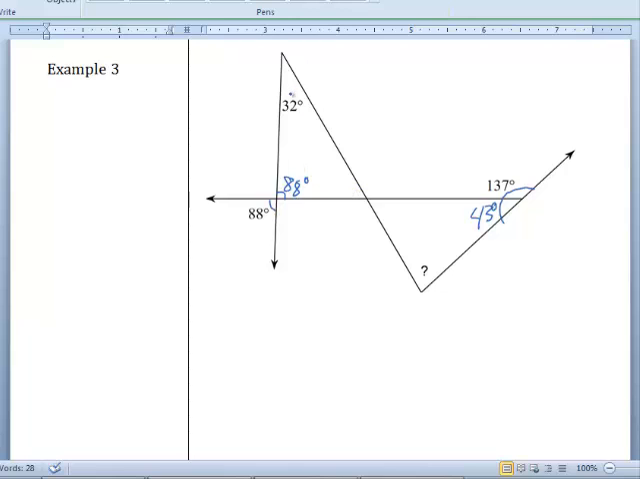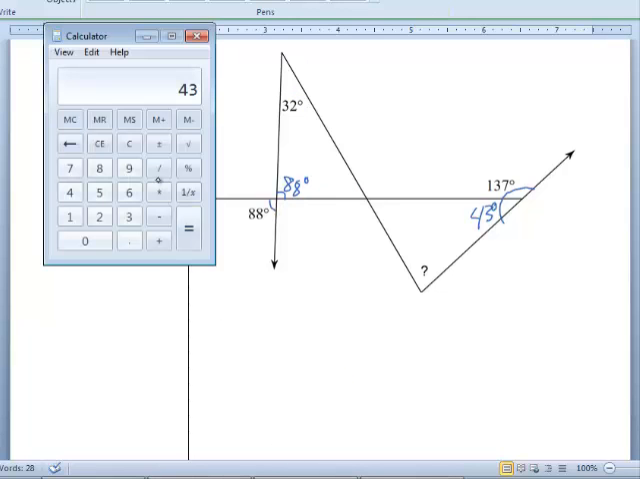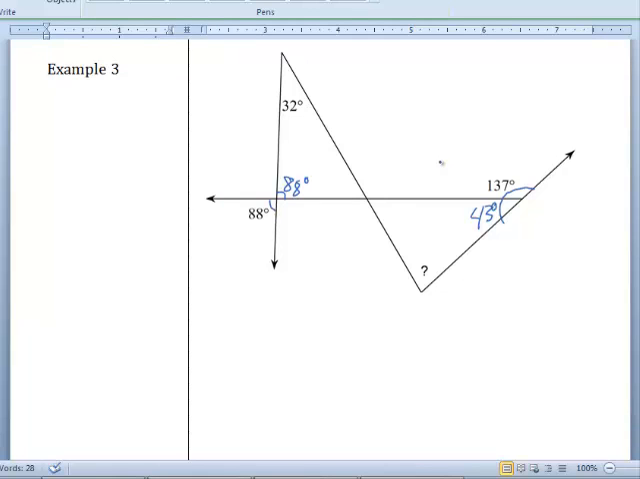Let's go back to my calculator. If I start with 180 and I subtract that 32 and then I subtract the 88, I am left with 60 degrees. So I've got 60 degrees here. Then I've got another set of vertical angles. So this is 60, this is also 60.